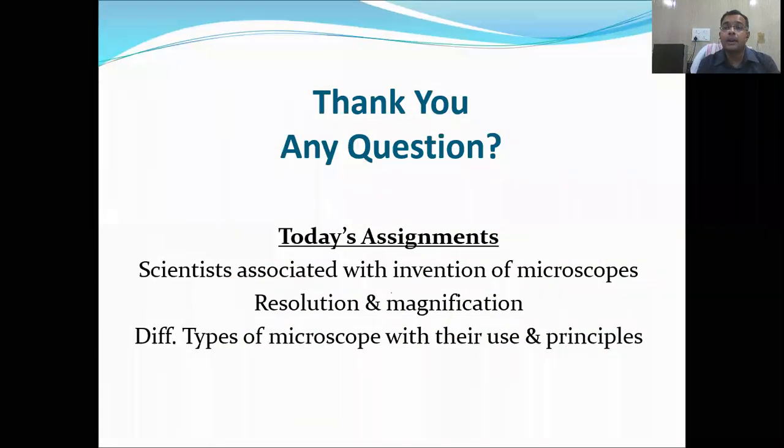Before taking any questions from this class, I would like to give you some assignment in continuation with our previous class. You should list the scientists associated with the invention of the microscope. You should write the difference between resolution and magnification along with examples, and the different types of microscope with their use and principle.